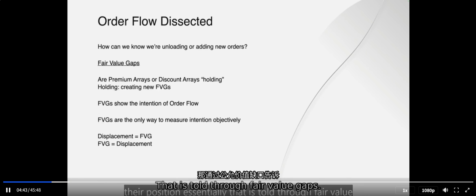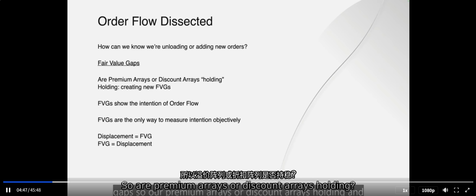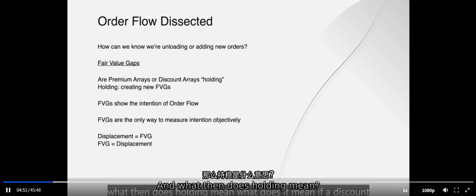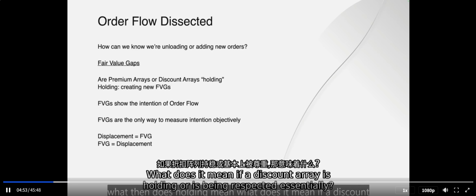That is told through fair value gaps. So are premium arrays or discount arrays holding? And what then does holding mean? What does it mean if a discount array is holding or is being respected essentially?